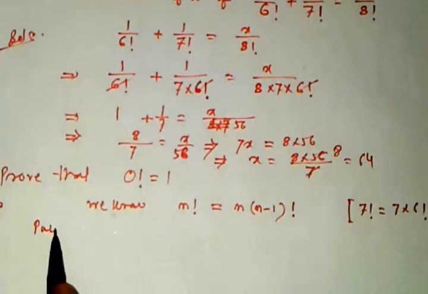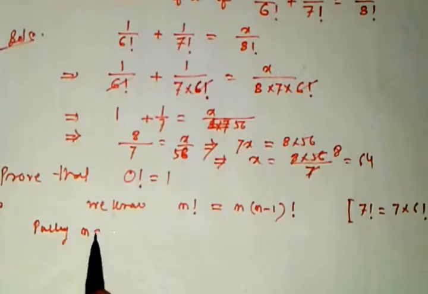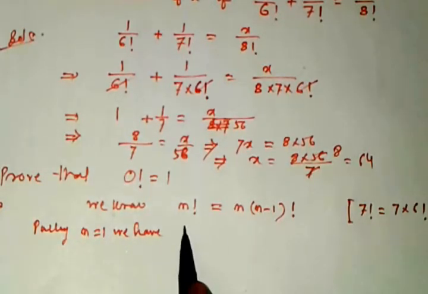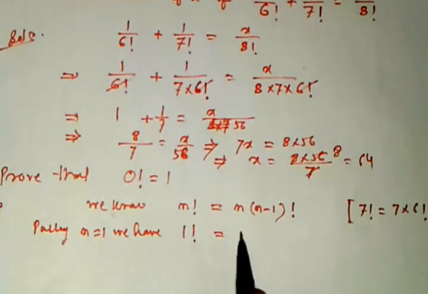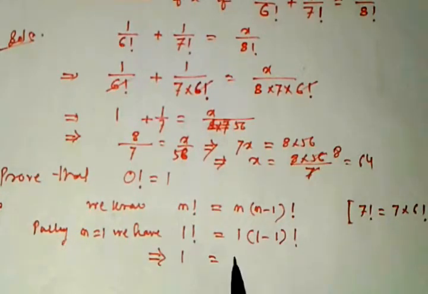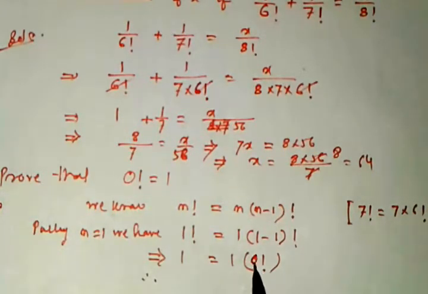Putting n is equal to 1. Here factorial 1 is equal to 1 into factorial 1 minus 1. Factorial 1 is 1. This is factorial 0. Therefore 0 factorial is equal to 1.